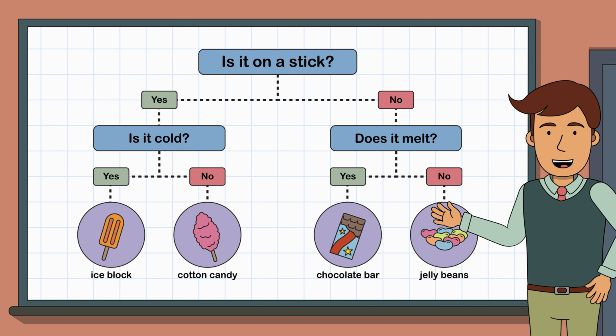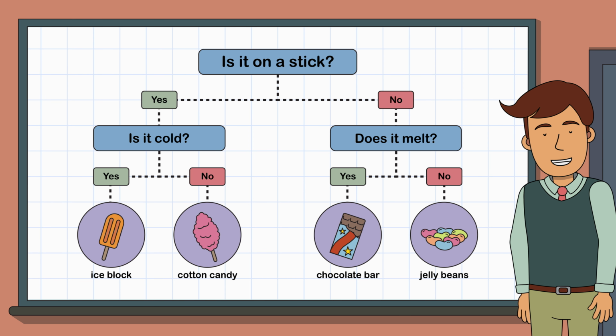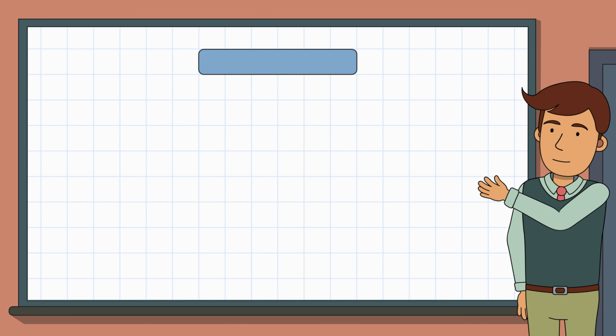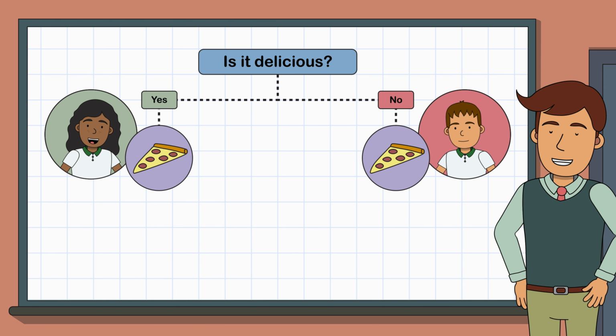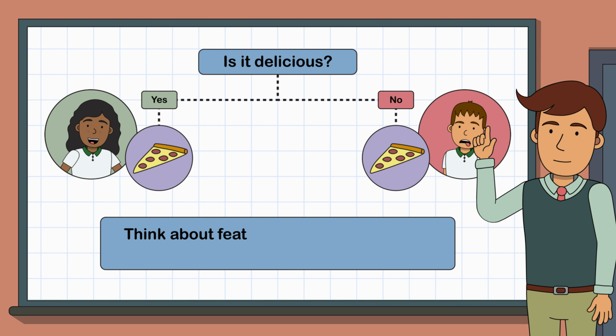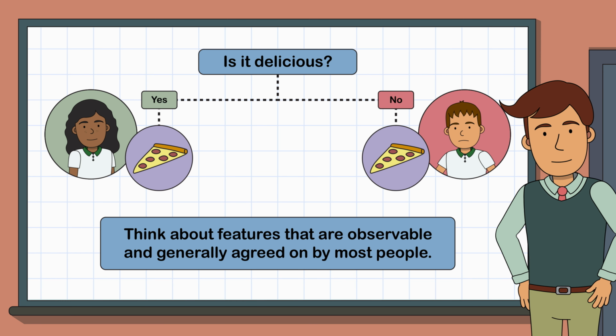One thing to note about classification keys is that the questions we ask can't be based on personal opinion. For example, if my opening question was, is it delicious? Well, that might be true for some people, but not everybody. Think about features that are observable and are generally agreed on by most people.